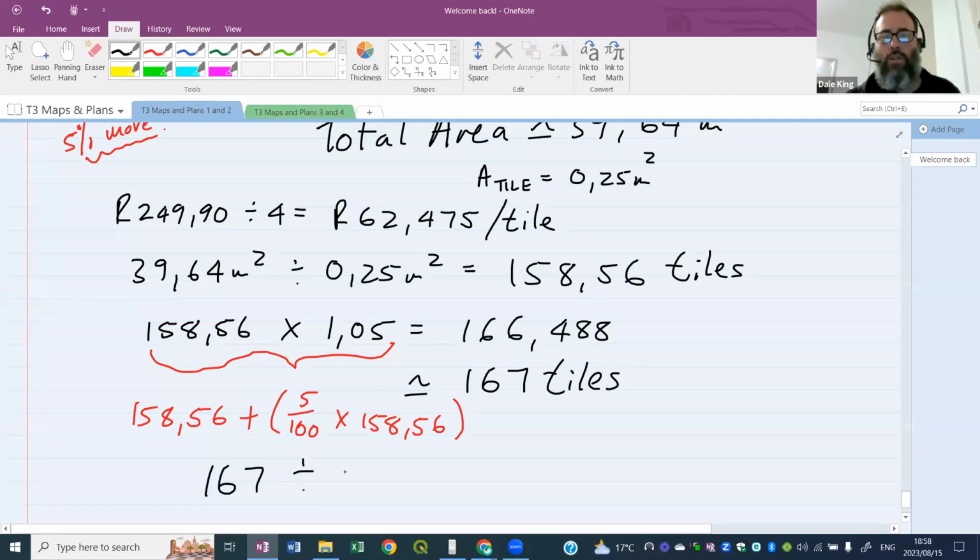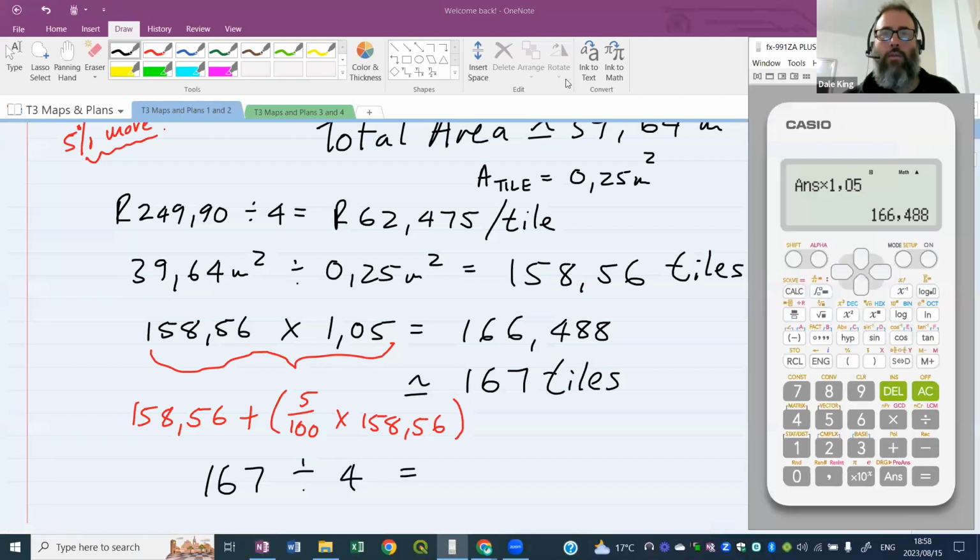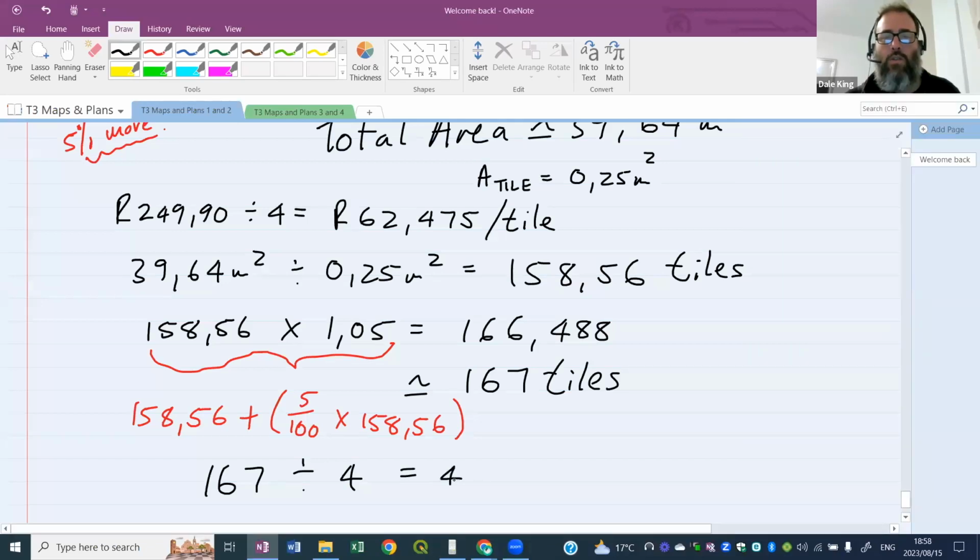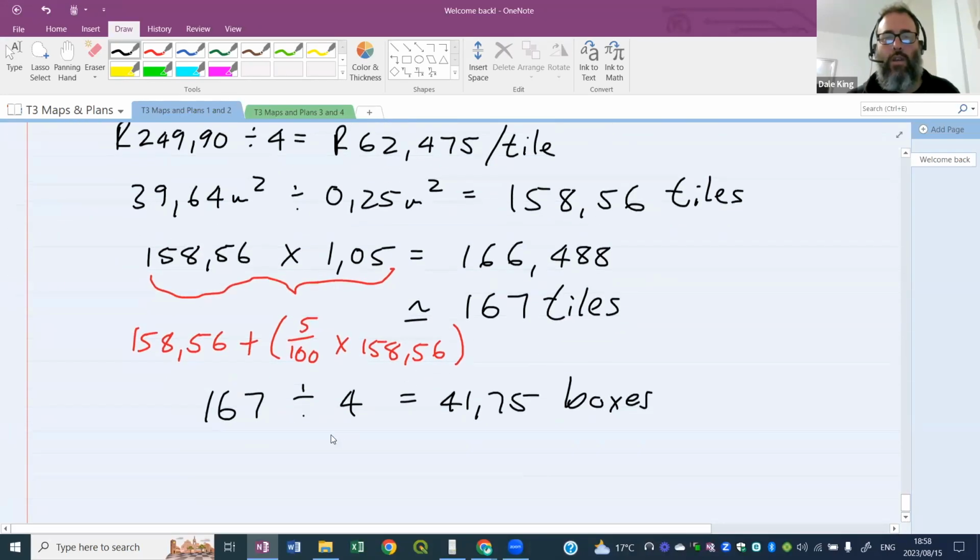So I'm hearing people on chat saying I need to divide by four here. And I'm seeing the answer, I'm going to trust you, 41.75. You guys are saying, sir, it's 41.75 boxes, because there's four in a box. But you say, sir, you can't buy 0.75 of a box. So we're going to round up again to 42 boxes. And they're 249 rand a box, guys.